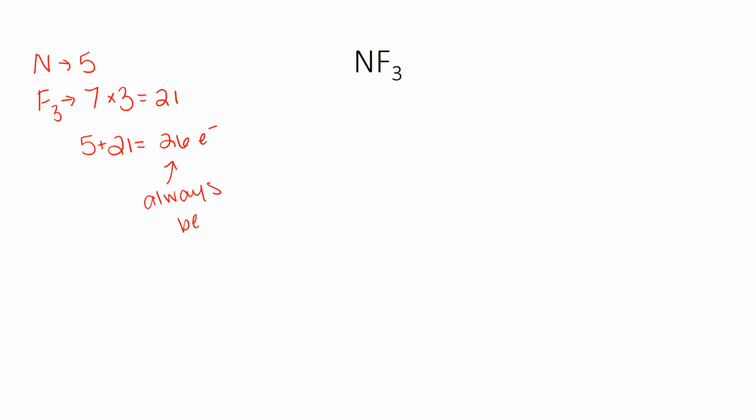All right, NF3. So count up our valence. N is 5. Each fluorine brings 7. I have 3 of them. 7 times 3 is 21. 5 plus 21 equals 26 electrons. This number should always be even. If you for some reason get an odd number, something has gone wrong.